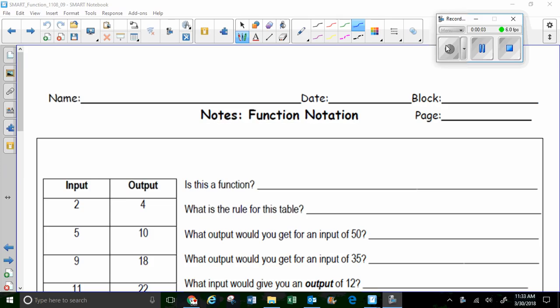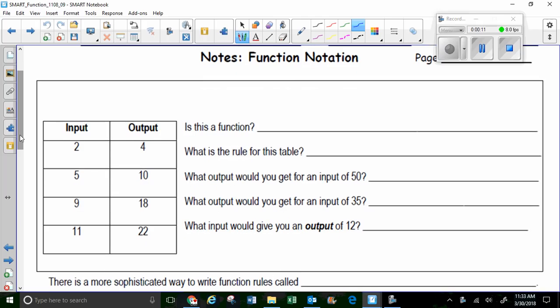Hello, welcome back. Today we will be completing our notes on function notation. What I want you to do is see if you can fill in this box right here of prior knowledge. So go ahead and pause the video for a second or two and see if you can fill that in.